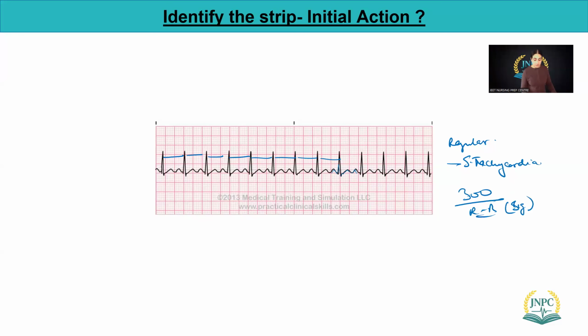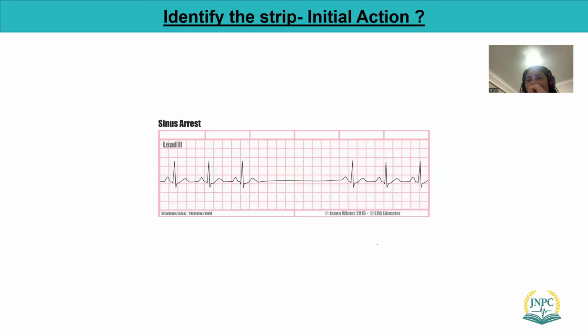300 divided by R to R big boxes, count those big boxes. But if it is irregular, then simply count how many R waves we have and multiply it by 10. Okay. How about this? We just did PQRST, PQRST, PQRST, and then no. It's a block. Sinus block. Perfect.